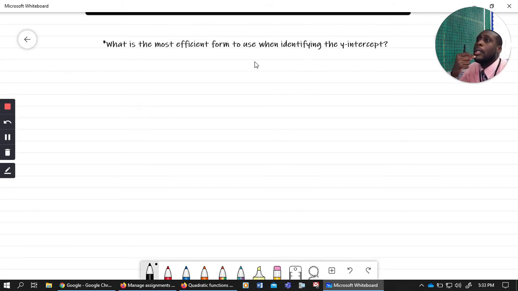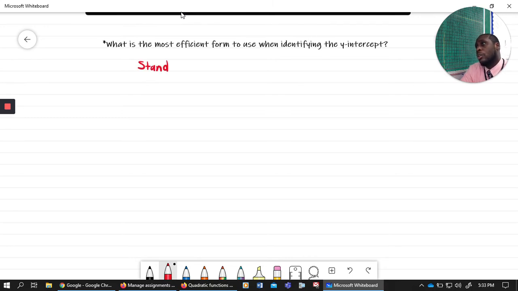Alright, you should be able to tell me that the standard form, guys, is the most efficient form for identifying your y-intercept. And you should be able to tell me exactly which part or which parts of the standard form actually identify that y-intercept? Because again, we talked about that.